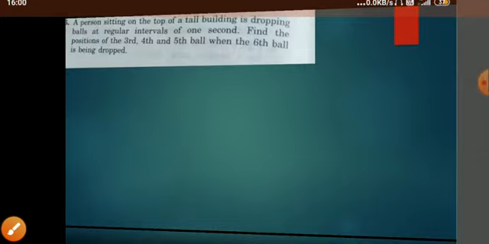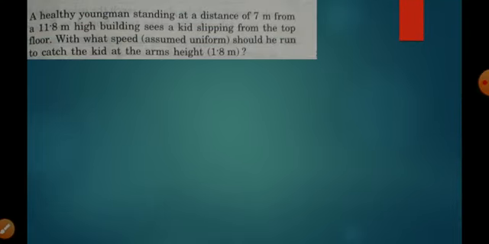The next problem is: a healthy young man standing at a distance of 7 meters from a 11.8 meter high building sees a kid slipping from the top floor. So with what speed should he run to catch the kid at arm's distance? Okay. So let us start to solve this problem.